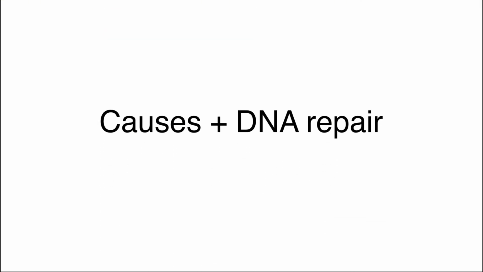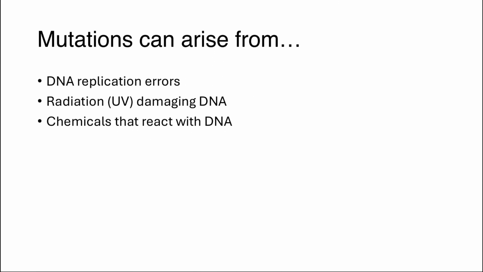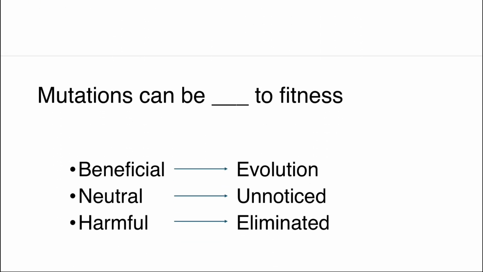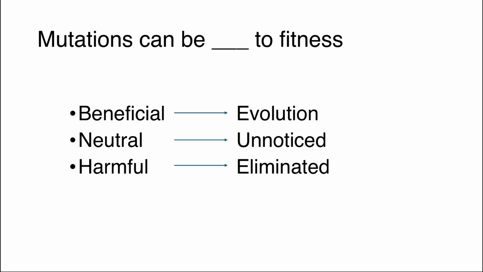So where do mutations come from? Mutations can arise from DNA replication errors, sunlight, or chemicals that react with DNA. What are the impacts of mutations? Mutations can either be beneficial, neutral, or harmful.